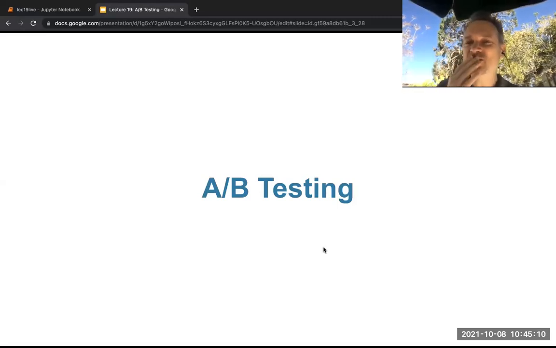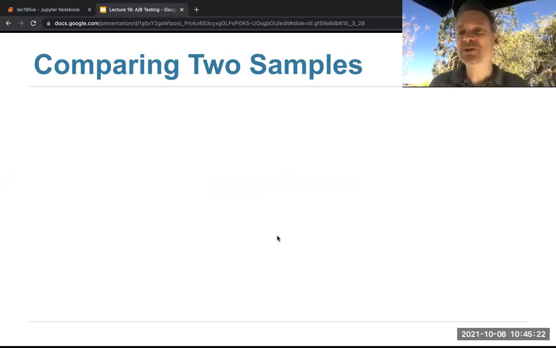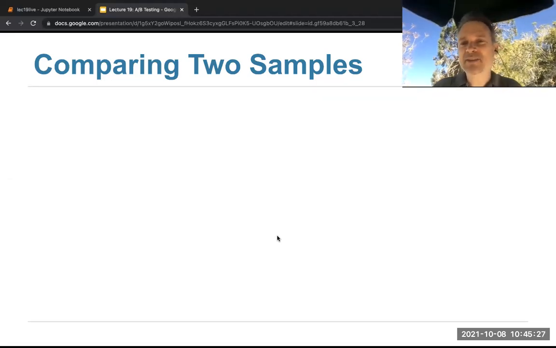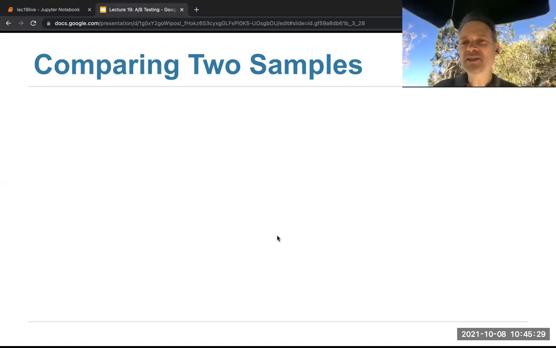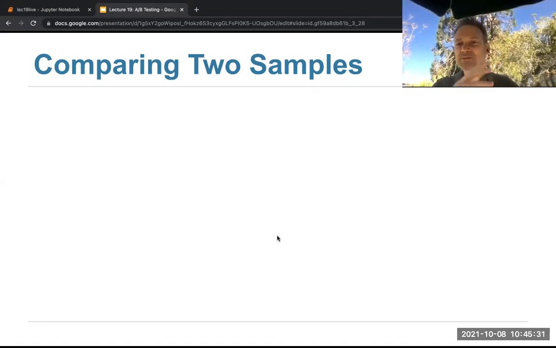All right, so I'm going to talk about another kind of hypothesis test called A/B testing. And A/B testing is also a hypothesis test, and it's used in a particular situation. So far we've been talking about hypothesis tests where we draw one sample and we have some model for how we think maybe the data were produced, how we think maybe the world works. Now I'm going to switch gears a little bit.